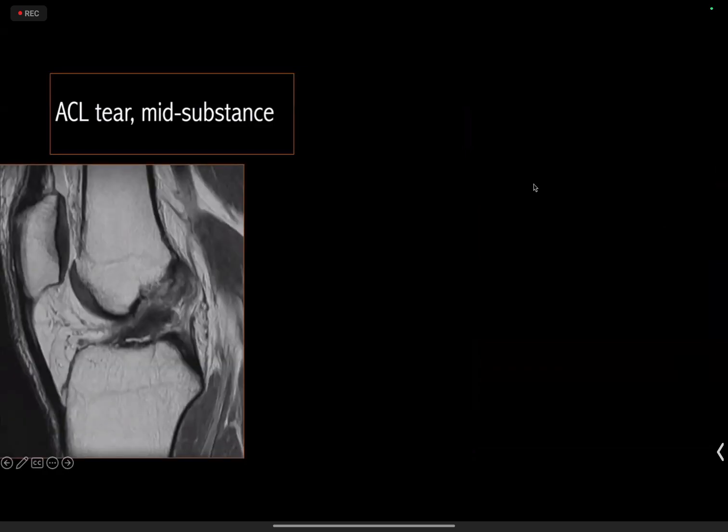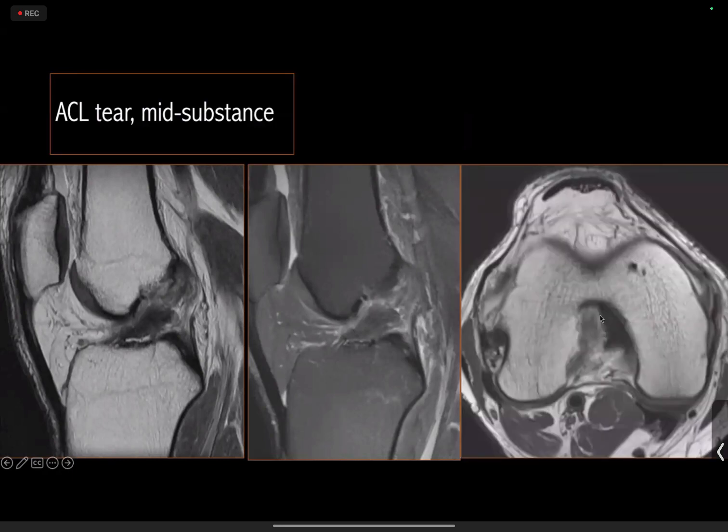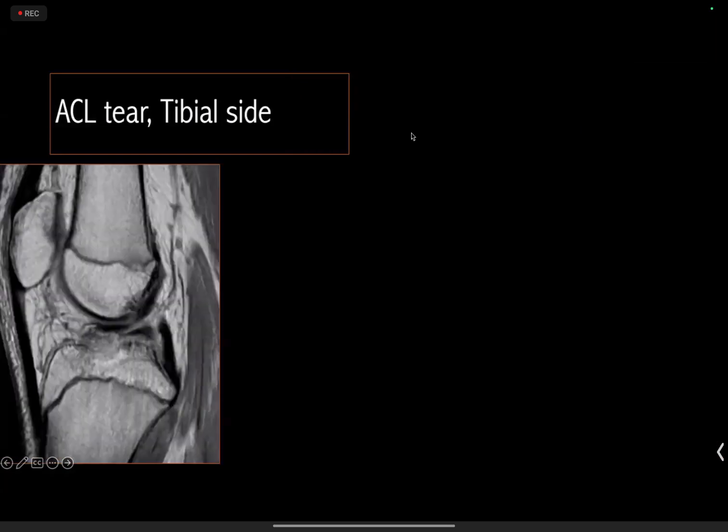The mid substance tears, as we discussed, are about 52%, and they would be better appreciated on all images. We can certainly see them better on all the planes. Coronal planes do not help much because in coronal planes we may find a little bit of discontinuity, and it has a lot of soft tissue surrounding it, so we may find it difficult on a coronal plane. But sagittal and axials help us better. And as I said, the incidence is 52% for the ACL tears involving the mid substance. So they will be falling in that type 3 where the remnant would be 50-50, or approximately around 50%. The tibial side tears would be 5%.